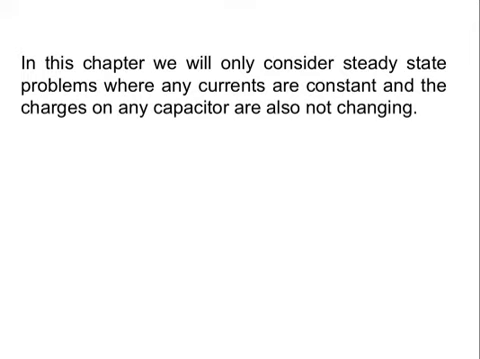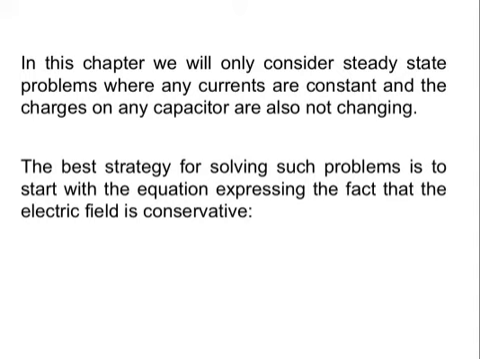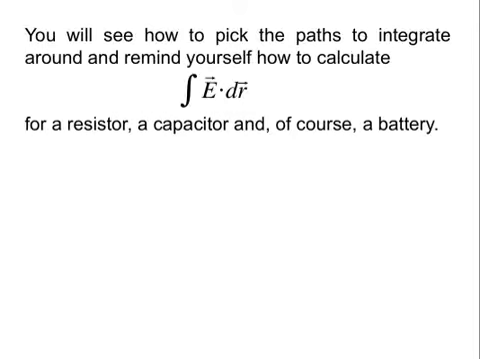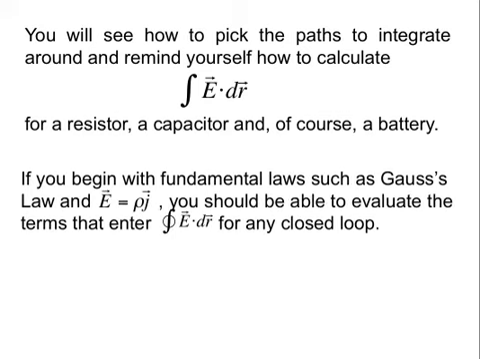The best strategy for solving such problems is to start with the equation expressing the fact that the electric field is conservative. The integral around the closed path of E dot dr is equal to 0. You will see how to pick the paths to integrate around and remind yourself how to calculate the integral of E dot dr for a resistor, a capacitor, and of course a battery.